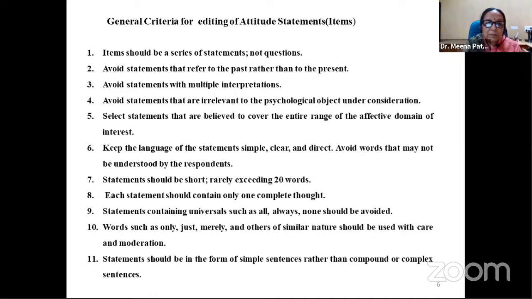Seventh one, statements should be short, rarely exceeding 20 words, not more than that. Eighth one, each statement should contain only one complete thought. Ninth, statements containing universals such as all, always, none should be avoided. In 10th, words such as only, just, merely, and others of similar nature should be used with care and moderation. 11, statements should be in the form of simple tense rather than compound or complex sentences.